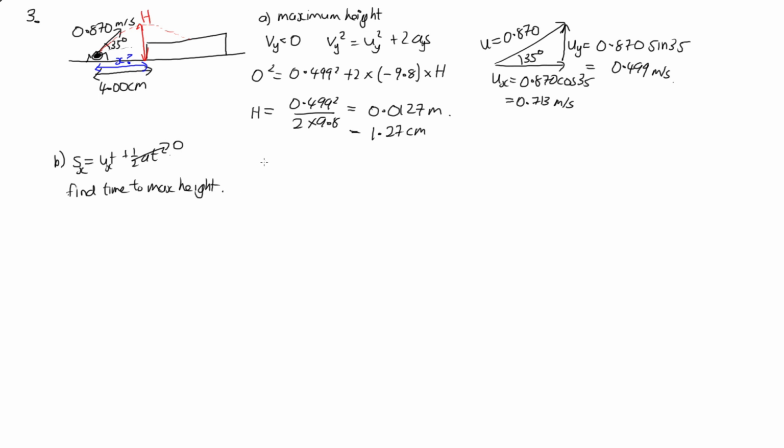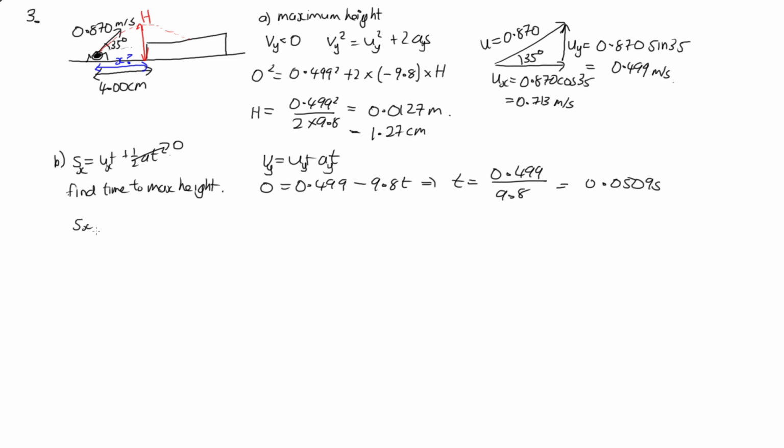So to do that, we can use v equals u plus at, but now we're going to need to use our vertical components again because the maximum height is when vy is equal to 0. So we can put in 0 is equal to uy, which is 0.499, plus ay, that was minus 9.8, times t, which tells us that t is equal to 0.499 over 9.8, which is equal to 0.0509 seconds.